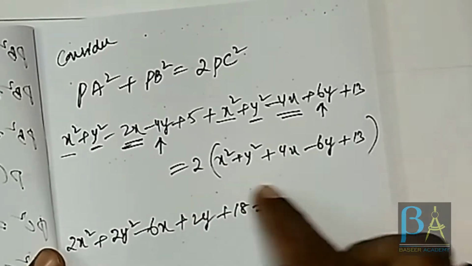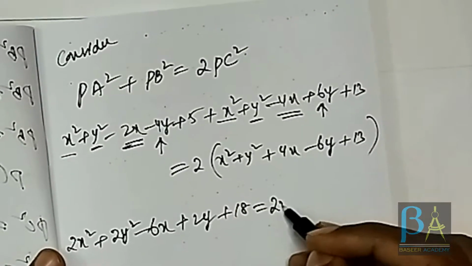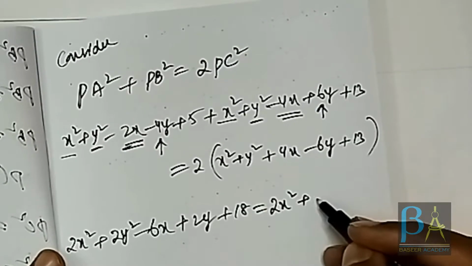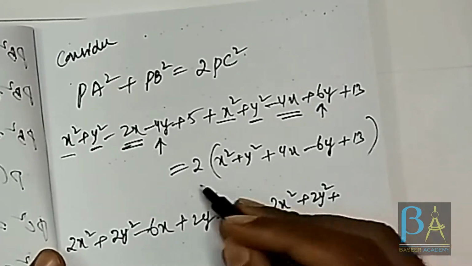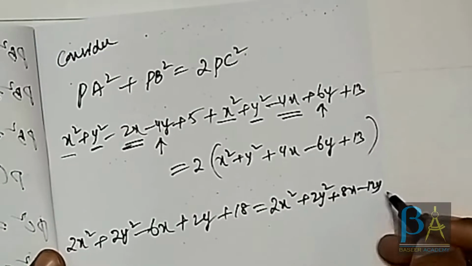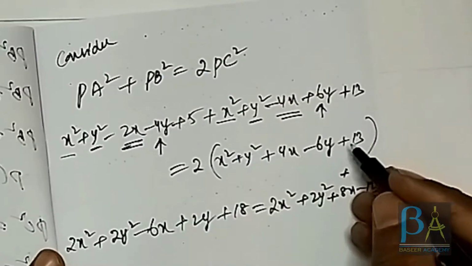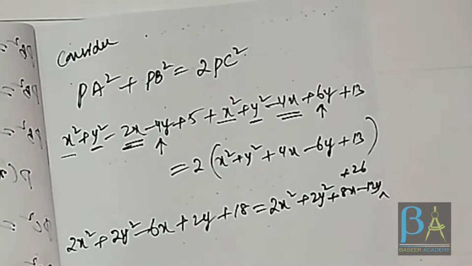Let me multiply the right hand side by 2 and let us open the bracket here. 2 into x square gives us 2x square. 2 into y square gives us 2y square. 2 into 4 is 8x. 2 into 6 is 12y. And then let me use this space here. 2 into 13 is 26.